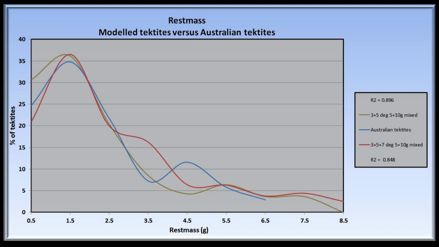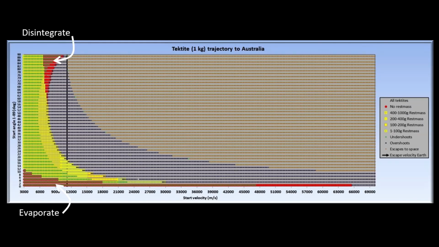Modeling the rest mass of Australian tektites, compared to 6,552 Australian tektites, fits well, assuming the start masses were between 5 and 10 grams, and reentry angles between 3, 5, and 7 degrees. Modeling a 1 kg tektite trajectory, based on start velocity and ejected start angle, shows the rest masses after atmospheric reentry, and shows which tektites would undershoot or overshoot Australia or exit to space.